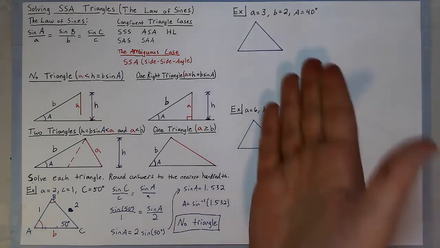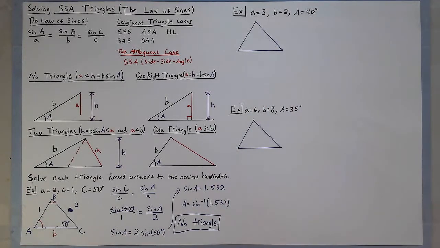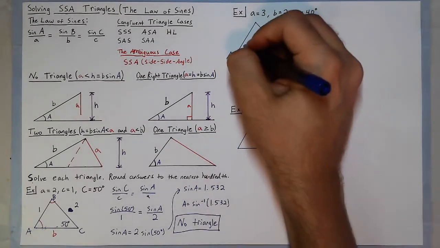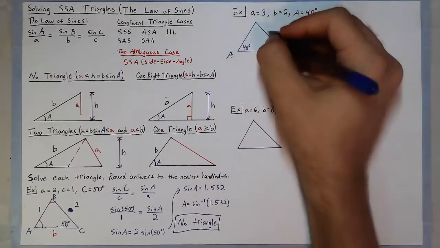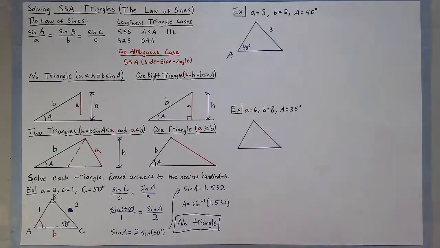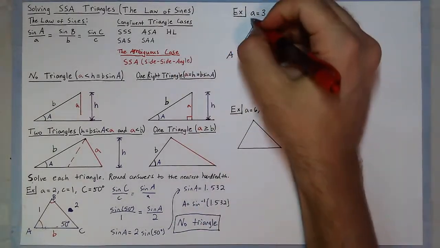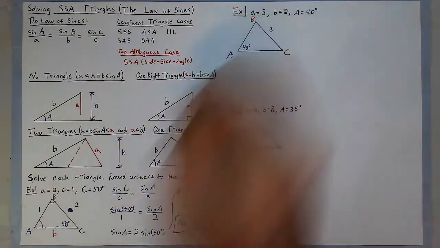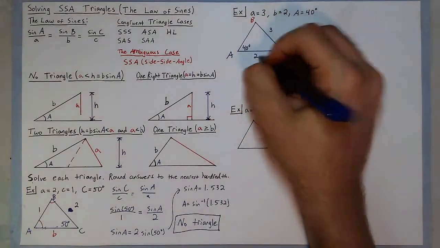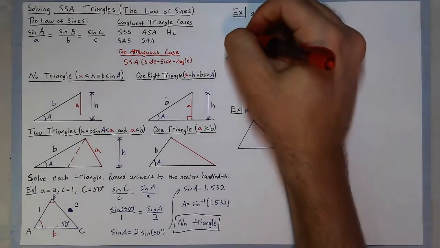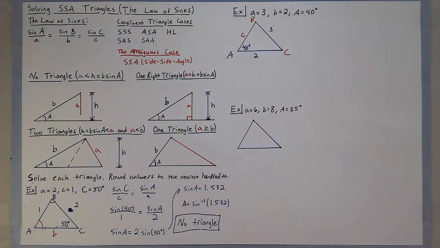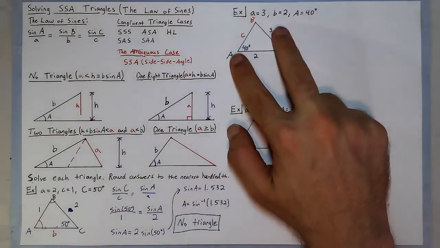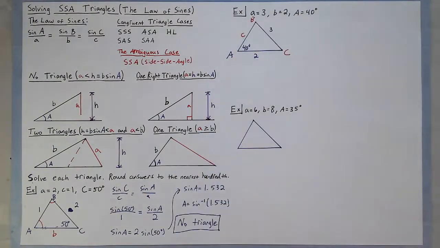Now let's look at another situation. A is equal to 3, B is equal to 2, and angle A is equal to 40 degrees. So I know angle A, which is 40 degrees. I know side A, which is 3, but I don't know angle B or angle C, but I do have side B, which is 2, but I'm looking for side C. So again, I'm given sine of A over A, so I'm going to use that to help me find out what angle B is.